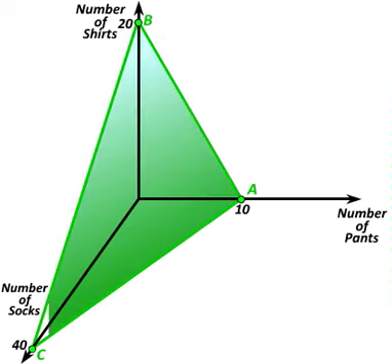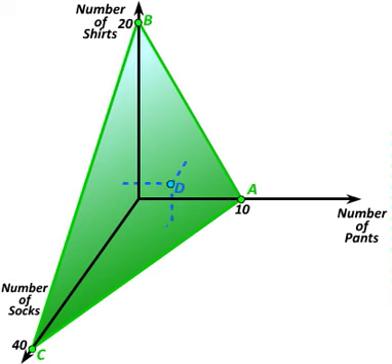If we then fill in the plane that's formed by these three green lines, we get the budget constraint in three dimensions, the budget constraint that illustrates all combinations of pants, shirts, and socks that are affordable to me with a $200 budget given the prices of 20, 10, and 5 for pants, shirts, and socks.